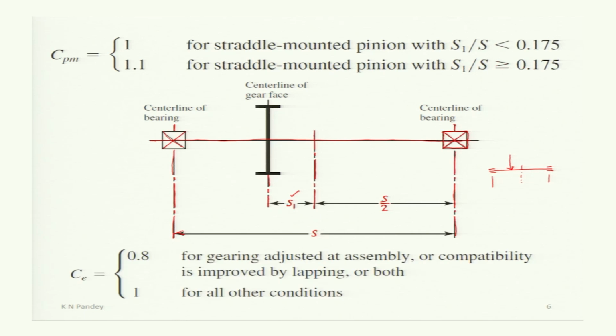Now, the mounting factor Km is given by 0.8 for gearing adjusted at assembly, or if compatibility is improved by lapping, or both. Then it is taken as 0.8; otherwise, for all other conditions, it is taken as 1.